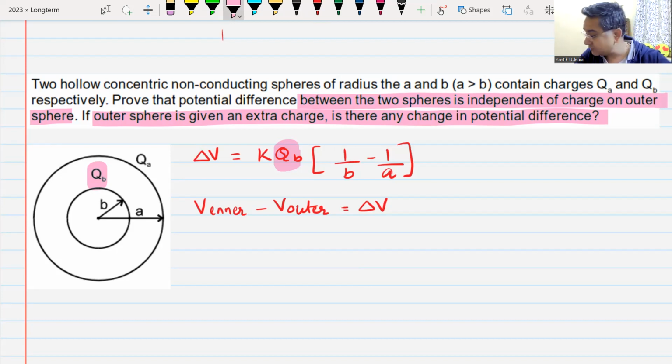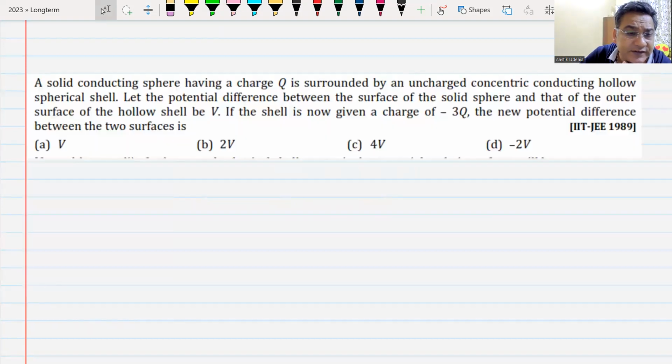This is the next question. You might find it in your exam the next time around. A solid conducting sphere having a charge Q is surrounded by an uncharged conducting hollow spherical shell. Let the potential difference between the surface of the solid sphere and that of the outer shell be V. If the outer shell is now given a charge of minus 3Q, what is the new potential difference between the two surfaces?